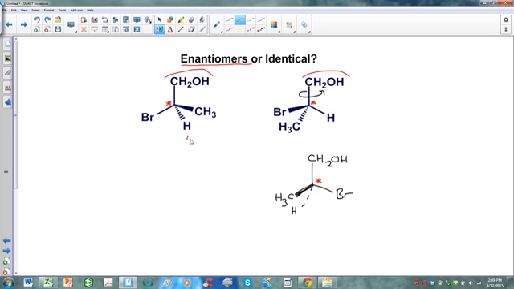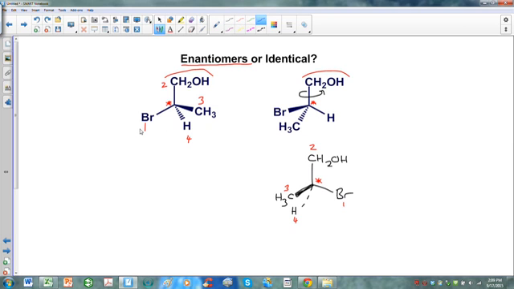So let's do our priorities again. Hydrogen's got the lowest priority, bromine's got the highest. Because of the oxygen, CH2OH has the higher priority than the CH3, which has just hydrogens. And I'm going to put the same priorities here because the atoms are exactly the same. CH2OH is 2, and then the CH3 is 3.